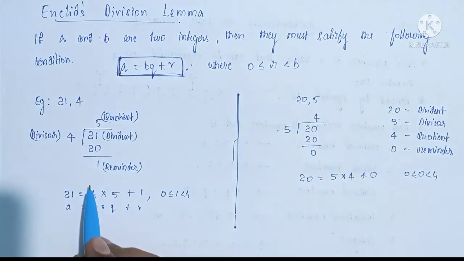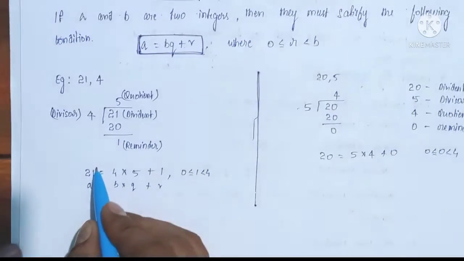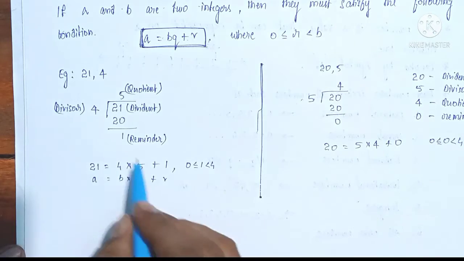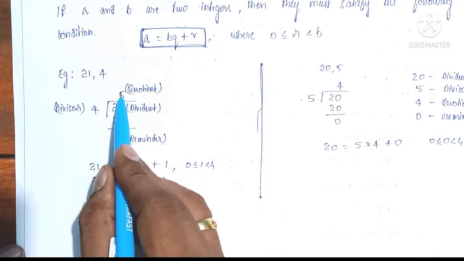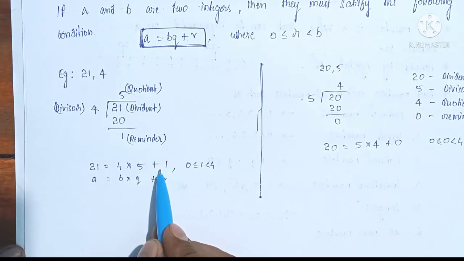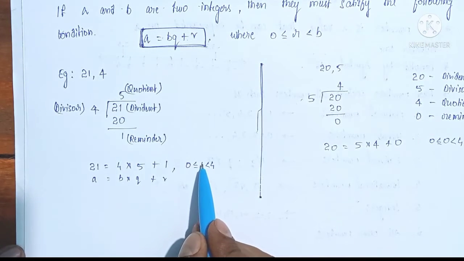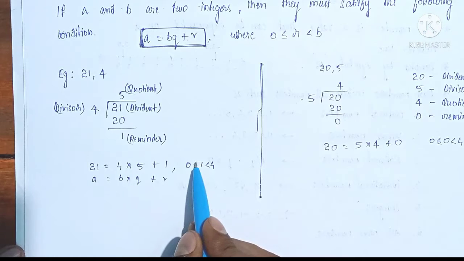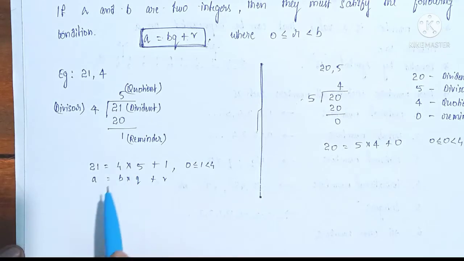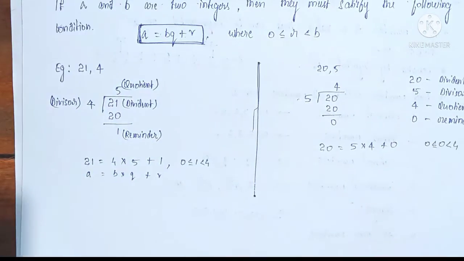So as per Euclid's division lemma, we can write 21 is equal to 4 into 5 plus 1. That is divisor into quotient plus remainder. And the remainder will always be greater than or equal to 0 and less than the divisor. It satisfies. So this is what Euclid's division lemma says. We can take another example.